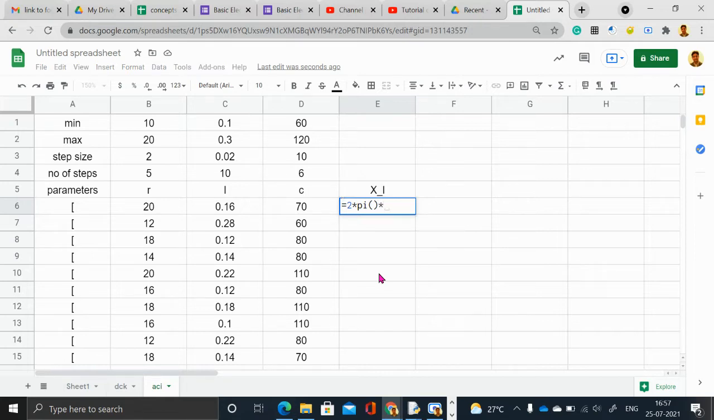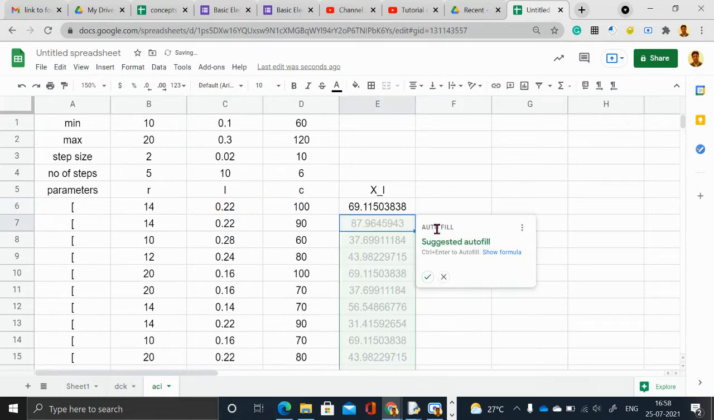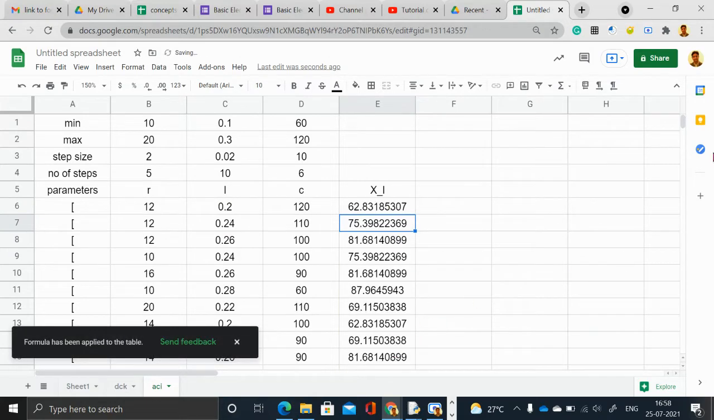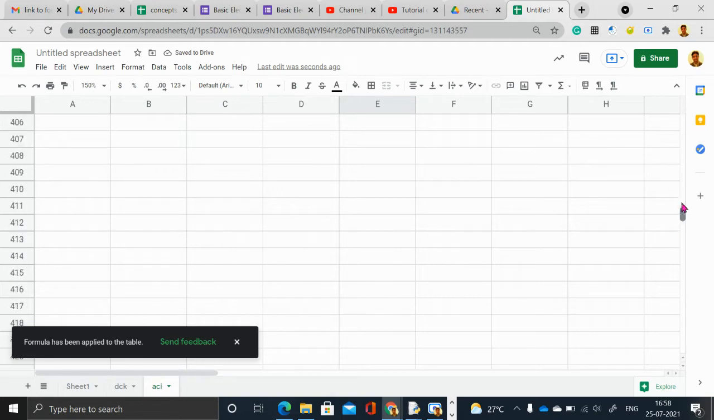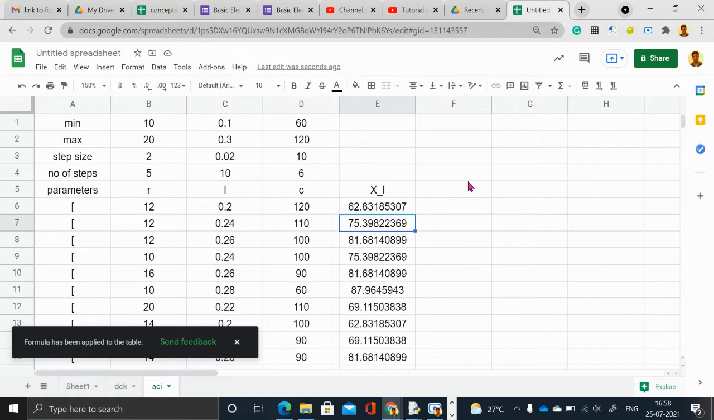Now 2 pi f, where f is 50, because for this particular question the frequency was fixed at 50. So 2 pi f into L, and the L value keeps changing, which is this cell, C6. Now this will calculate the inductive reactance. I can simply tick here, so the entire column is filled with these values.